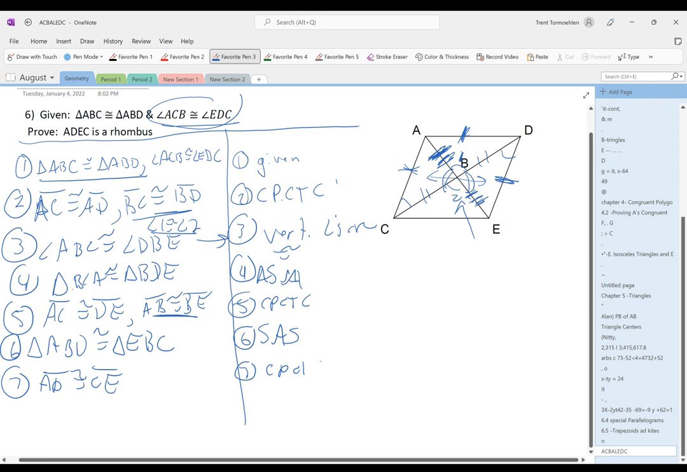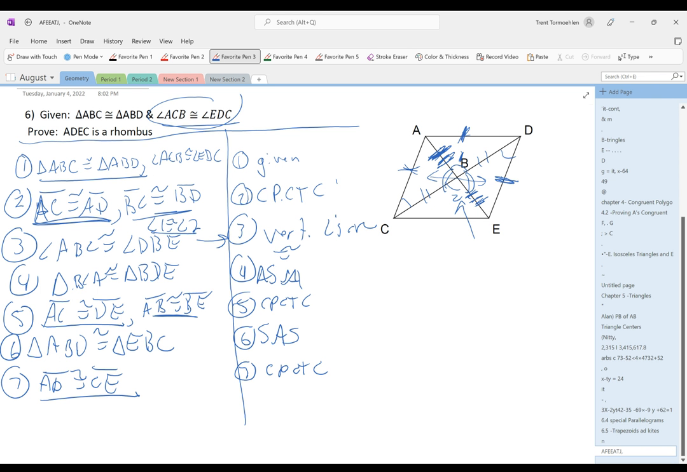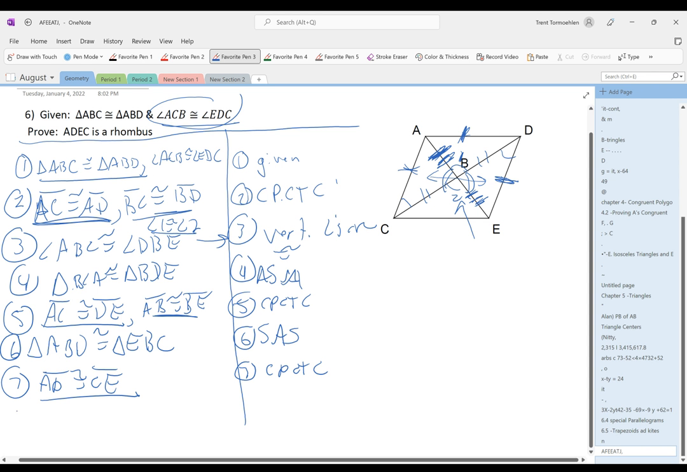And so now what we've shown is these two are congruent, these two are congruent to each other, and then AC is congruent to AD. And so that gives us AC is congruent to AD, is congruent to CE, is congruent to DE. And so that is enough to show that ADEC is a rhombus because of the definition, which is if all four sides are congruent, then it's a rhombus. And so that's just definition of rhombus is our reason for that.